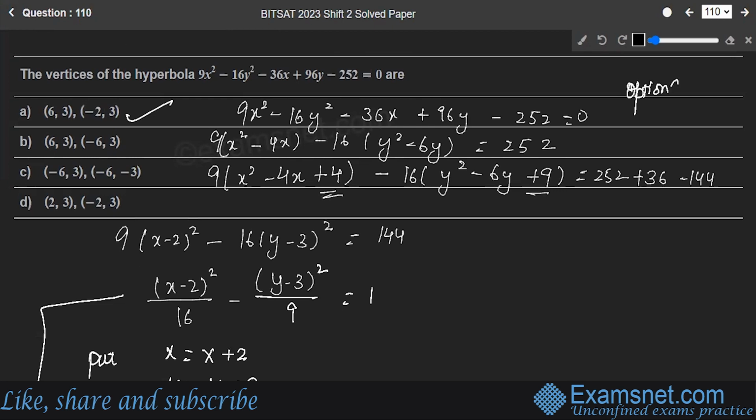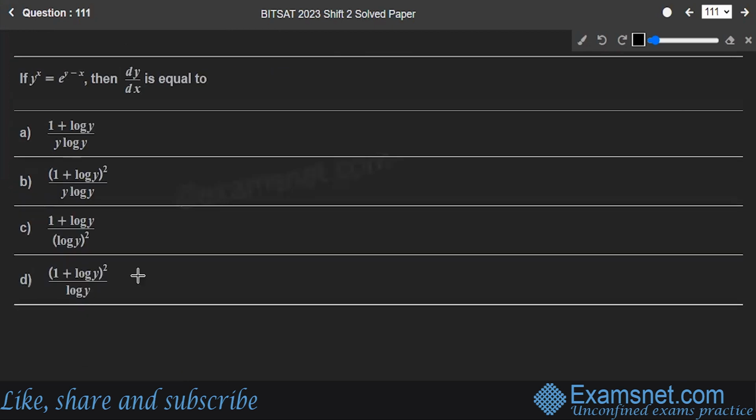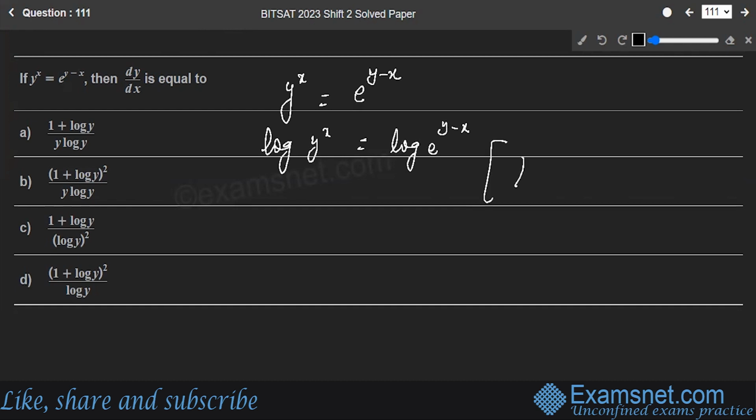Hope you understood this. Next is question number 111. Y raised to power x is equal to e raised to power y minus x. Then dy by dx is equal to. Okay. Let's write down. You have y power x is equal to e power y minus x. Now taking log on both sides, you will have log y power x is equal to log e power this. You know one thing that log a power b is equal to b log a. Also, you know that log e is equal to 1.